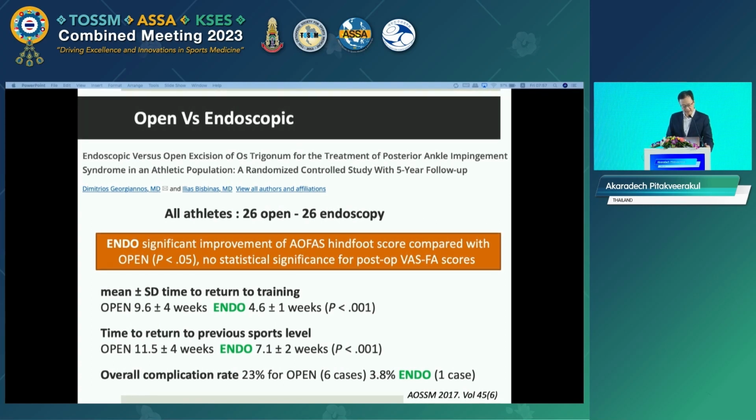Endoscopy had a better time to return to training, less time to return to previous sport level, and the overall complication rate was less than open. So endoscopic excision of the os trigonum is a very safe and effective treatment option for athletes who require early return to previous sport level. Let's do the endoscopy.